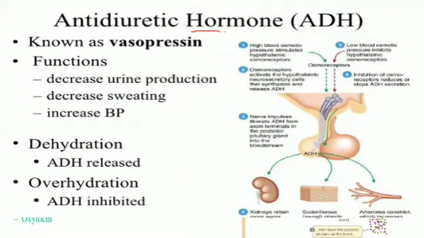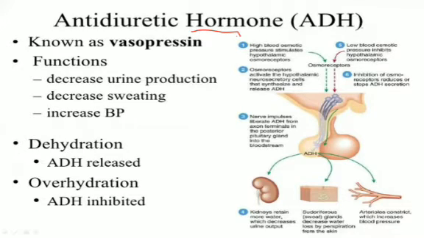You can see in this ADH pathway that high blood pressure or osmotic pressure stimulates hypothalamic osmoreceptors. Osmo means they sense the osmolality of the blood. So what happens when there is high blood pressure? These osmoreceptors activate the hypothalamic neurosecretory cells, which synthesize ADH into the posterior pituitary. Nerve impulses liberate ADH from axon terminals in the posterior pituitary gland into the bloodstream.